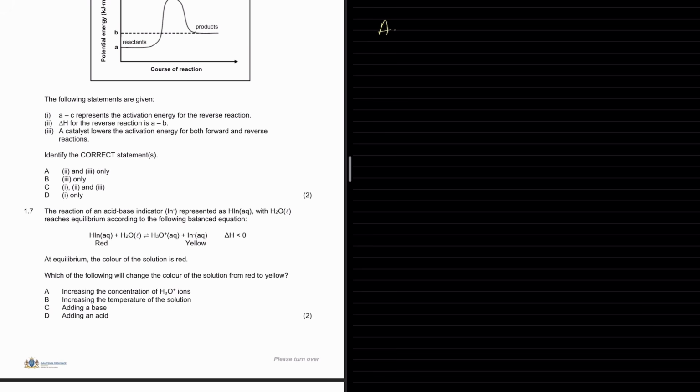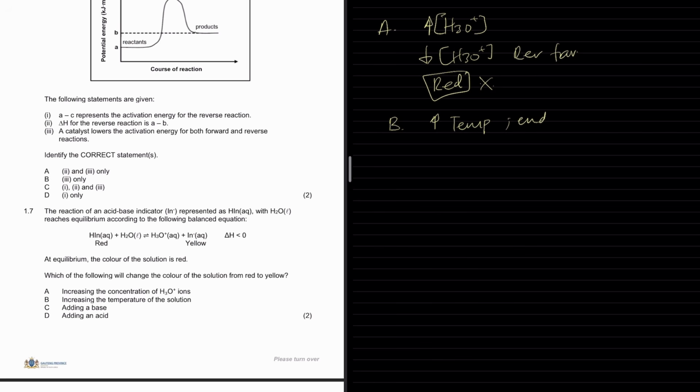So let's see that. So A, if I increase the concentration of the H3O+, the system will want to decrease the concentration of the H3O+ by favoring the reverse reaction. That means it's going to appear more red. So that's not what we want. We want yellow. If you look at B, if you increase the temperature, increasing the temperature favors the endothermic. The endothermic is the reverse reaction. So reverse is favored. That means it's going to appear red again.